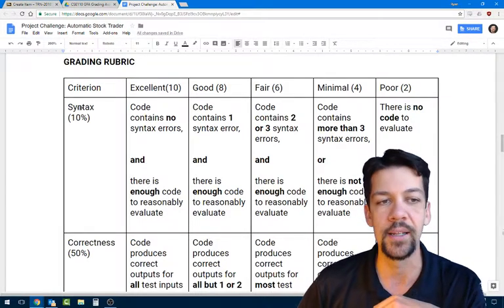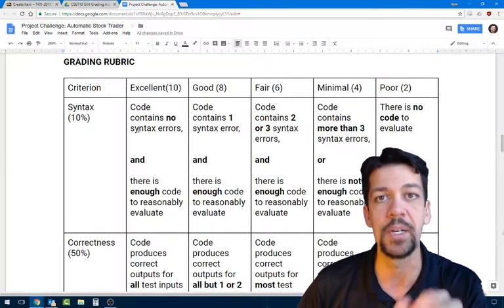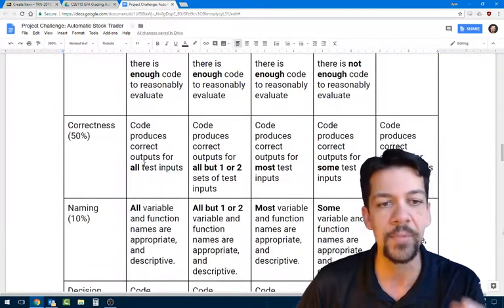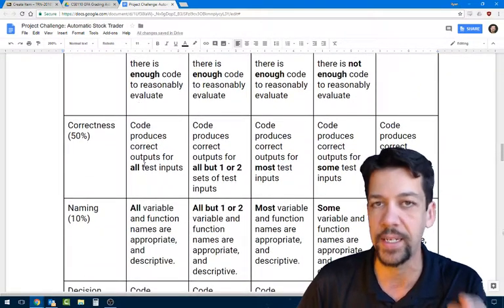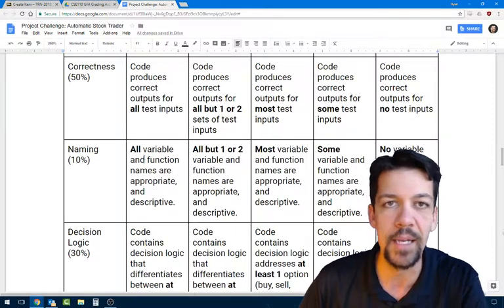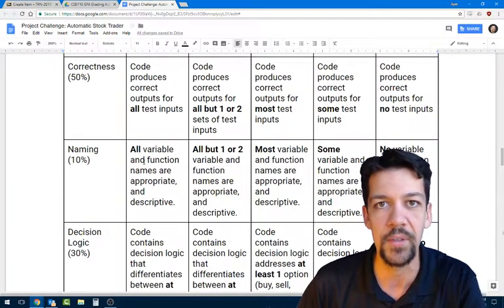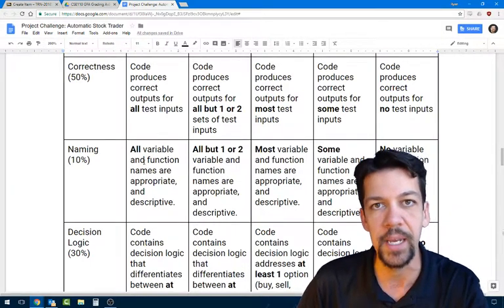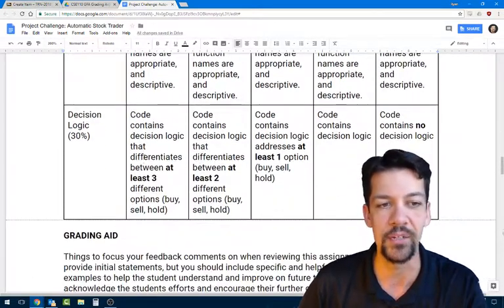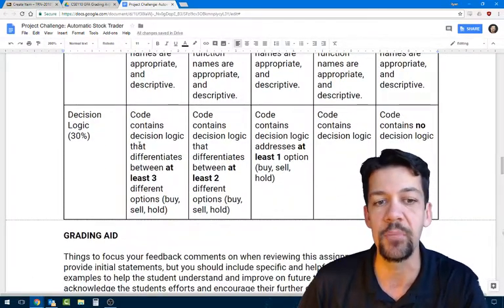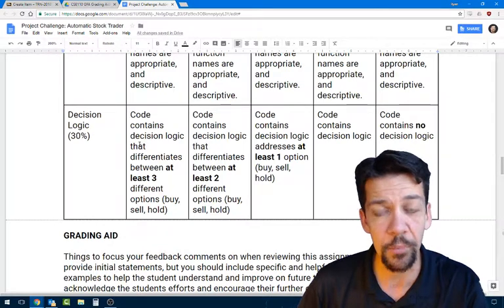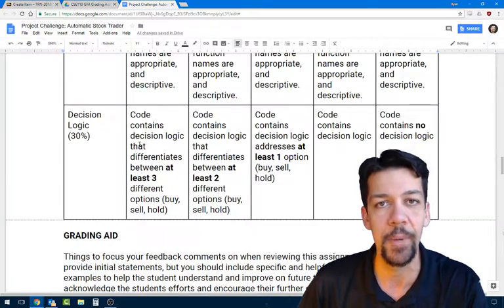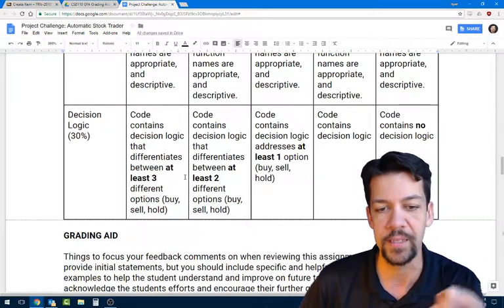So the syntax should be good, it should be compiled, there should be enough to evaluate, it should produce all correct test outputs. The naming of the variables, the functions, anything that they define should be well named and descriptive, and their decision logic should be complete. It should differentiate between buy, sell, and hold, and it should be correct there.